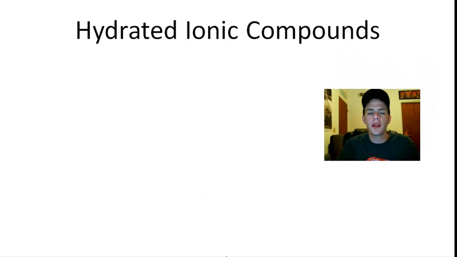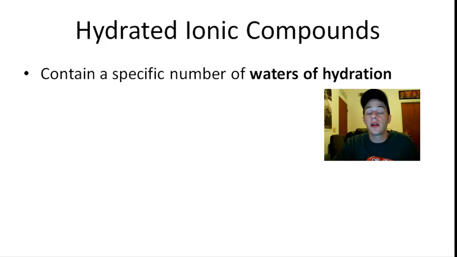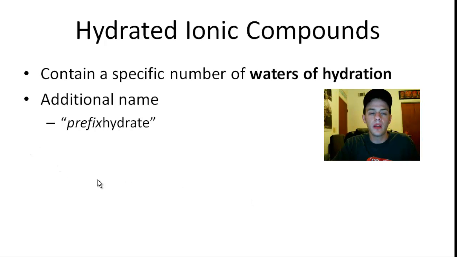Okay, so now I'd like to talk about some things called hydrated ionic compounds. And hydrated ionic compounds are ionic compounds that actually contain a specific number of water molecules associated with each formula unit, and these are called waters of hydration. And when we name them, we actually add an additional name to the compound. The way that we name them is we name the regular ionic compound like we normally would, like we just learned how, and then we add a prefix and the word hydrate right after that.